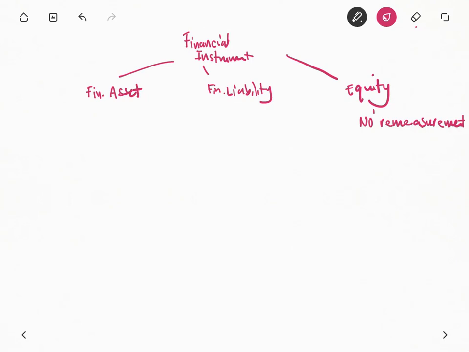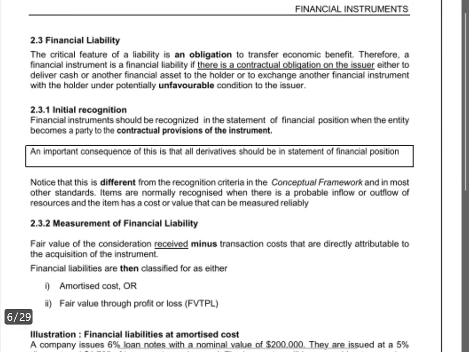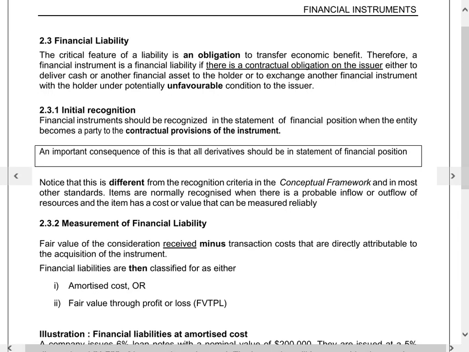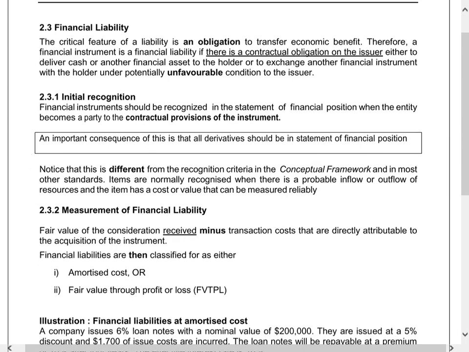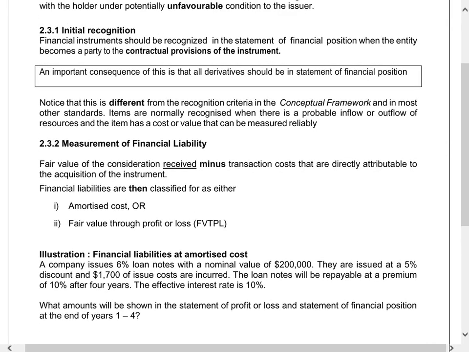Now we look at financial liability. And over here again is a definition on how to recognize a liability. Means we have a contractual obligation to deliver cash. So initial recognition, no problem. Debit bank, credit financial liability. Our problem now is the subsequent measurement.